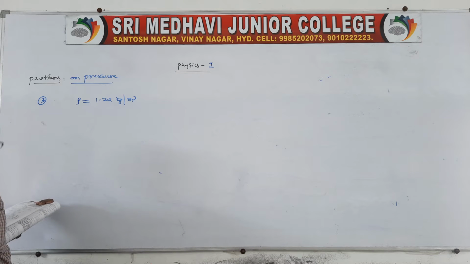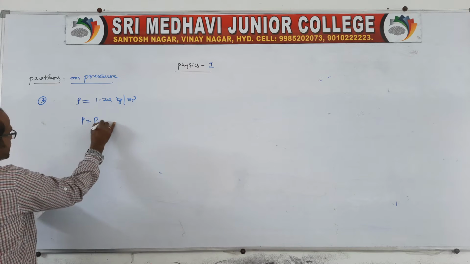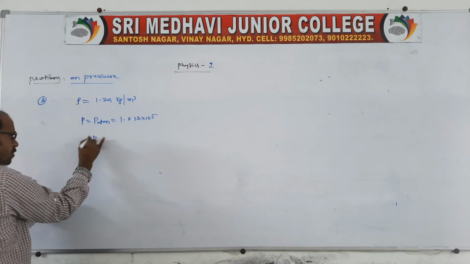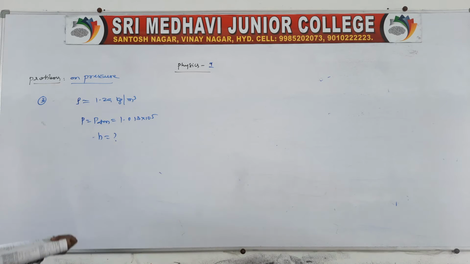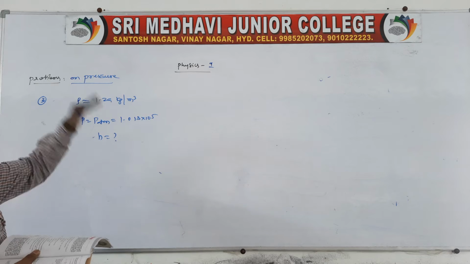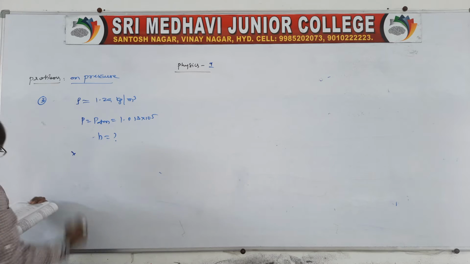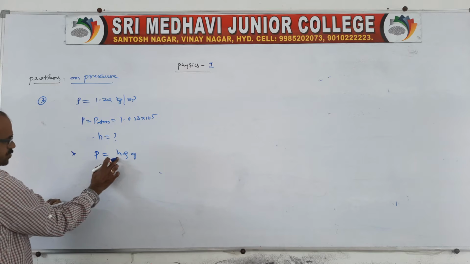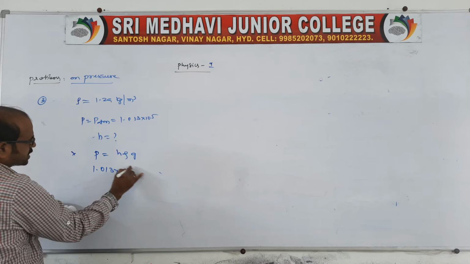We know atmospheric pressure is 1 atm, which is 1.013 into 10 power 5. It is asking how much height is to be reached because of this density at sea level, that is, up to what height the pressure will act. Here, from the given data, P is equal to h rho g, and it is asking for the height, with 1 atm equal to 1.013 into 10 power 5.